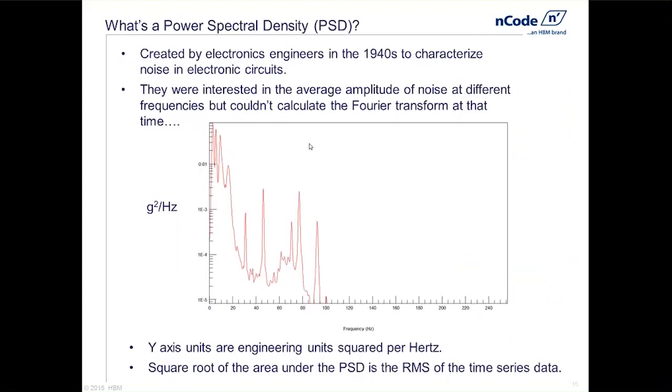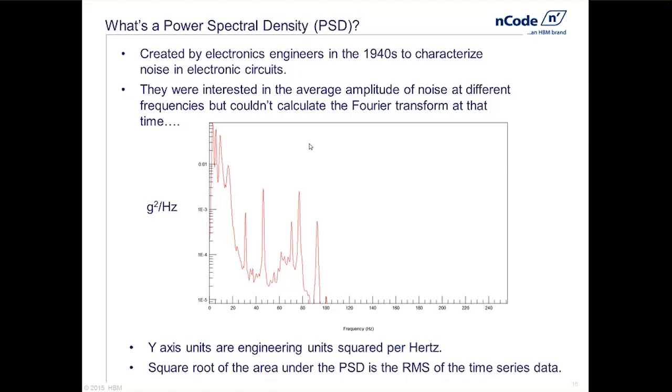So let's talk a little bit about the power spectral density, the PSD. This is something I mentioned earlier. It's a very common way to look at your data in the frequency domain. It was a technique that came out of the 1940s, used very heavily with electronics engineers, that they used to help characterize noise. And they were very interested in the average amplitude of the noise at different frequencies.